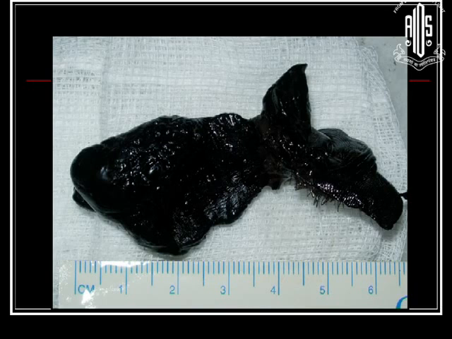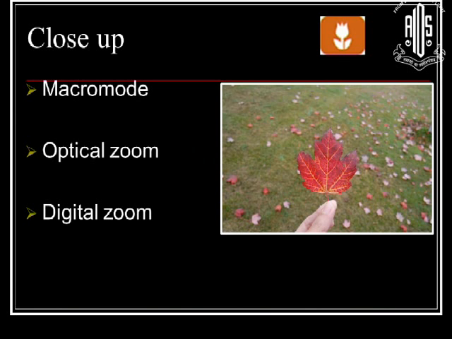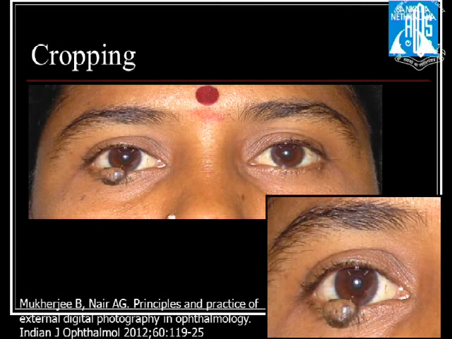If you want to document the size of some tumor, or in this case an intraorbital foreign body, you can keep a scale against the lesion and document the size of it. These photographs can be taken with macro mode, which is designated by the flower icon in your camera, or you can zoom as close as possible to the object, or you can simply crop the photograph.